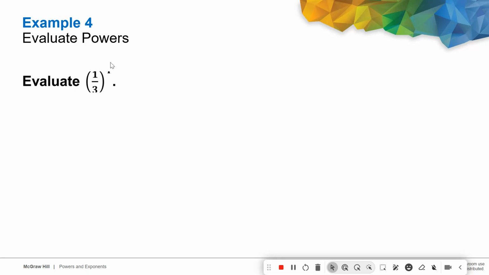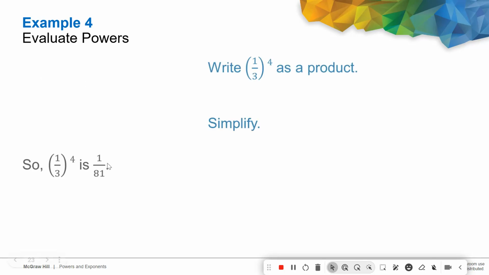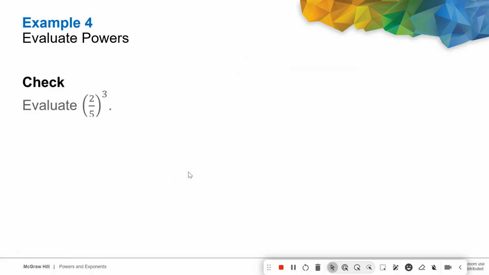All right, this is example 4. Evaluate 1/3. That's supposed to be a 4 here. So evaluate 1/3 to the fourth power. So again, sorry, my slides, I don't know what's going on. It's not my fault. You would write this out, since the exponent is 4, it would be 1/3 times 1/3 times 1/3 times 1/3. That was 4 times. And then simplify really just means to solve it. And so when you go ahead and do that, you end up with 1 over 81. 1/3 to the fourth power is 1 over 81. You try it, 2/5 to the third power. And that is the end of example 4.